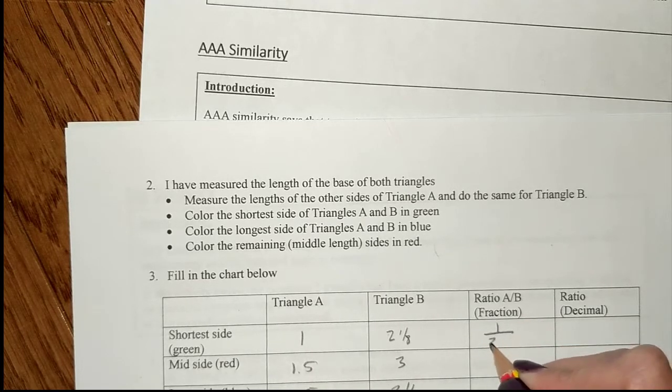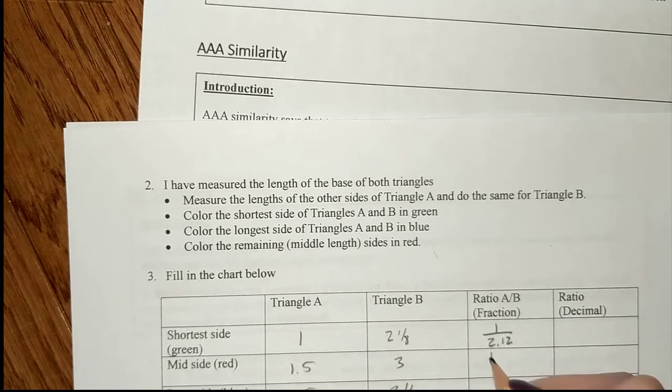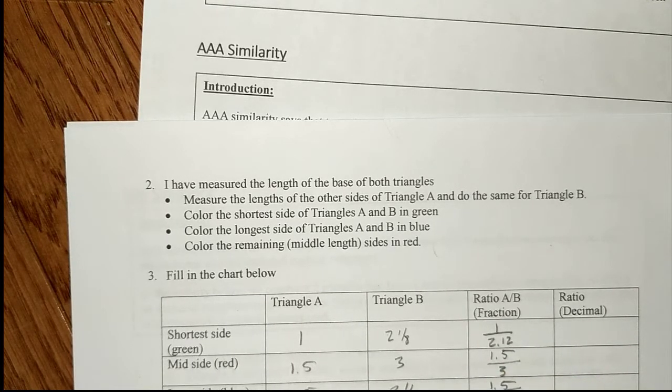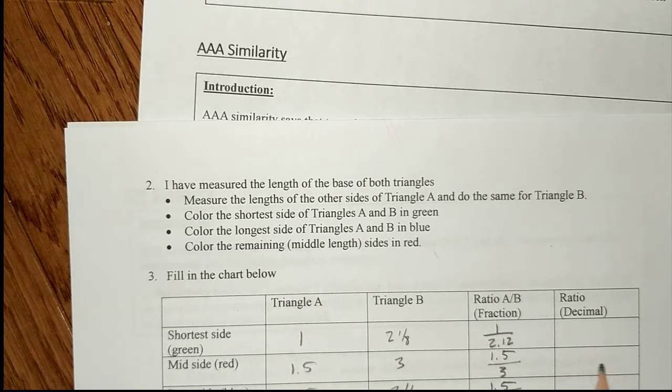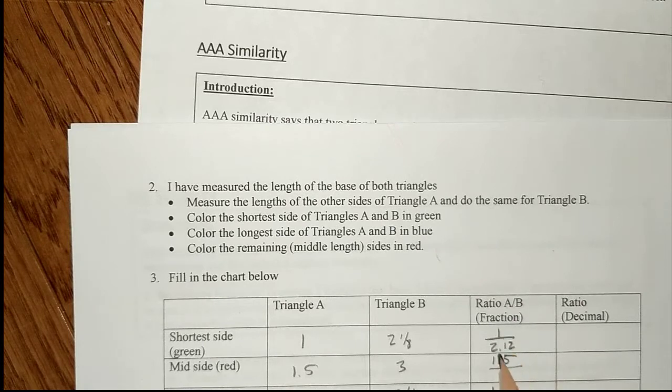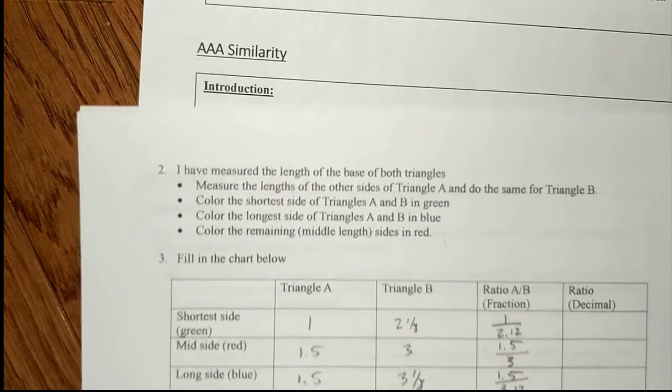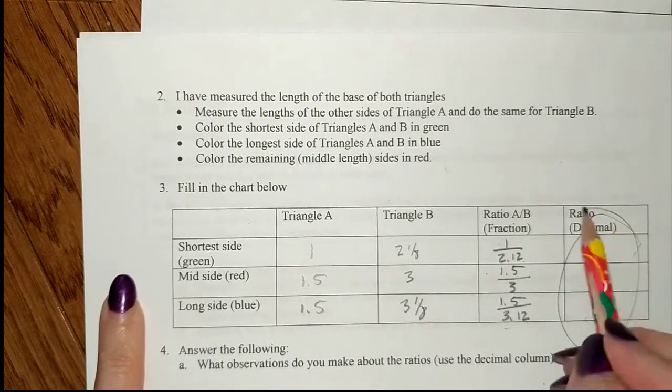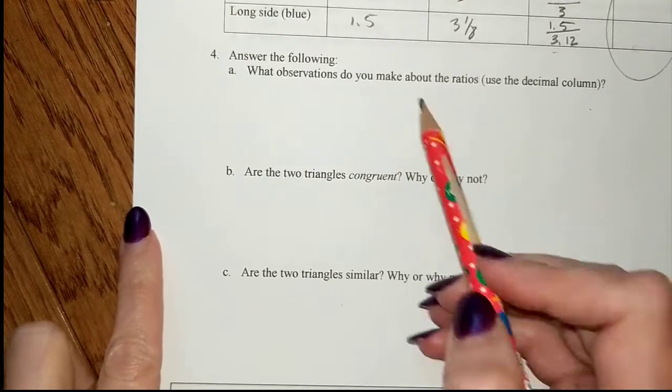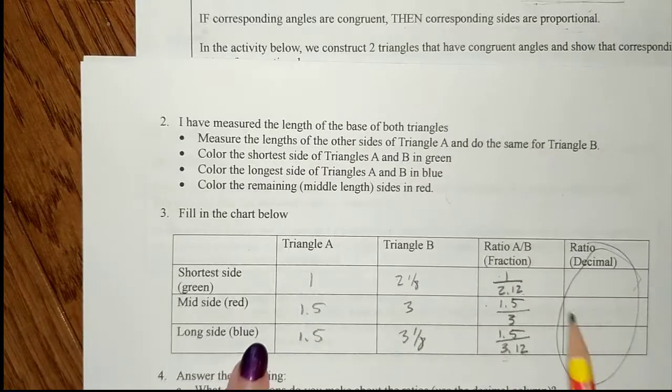So this is 1 over 2.12. This is 1.5 over 3. 1.5 over 3.12. I'm doing that from memory, but if it's different on your calculator, then do this division. 1 divided by 2.12 should be something. And then, okay, find these ratios and then make these observations. Hopefully they're really close, right?